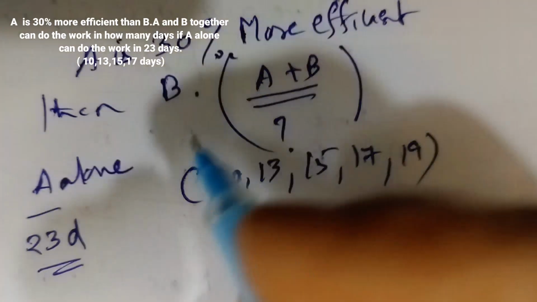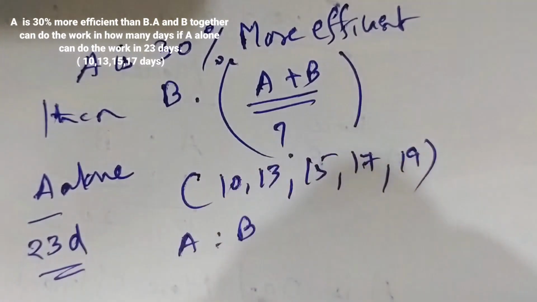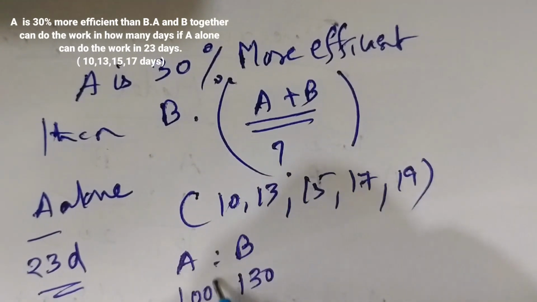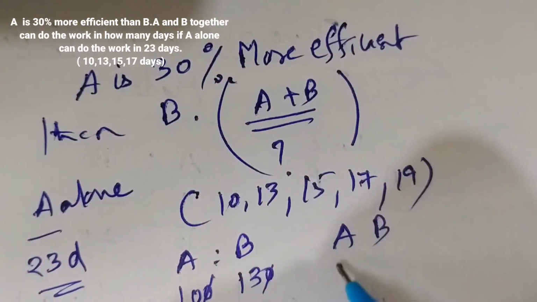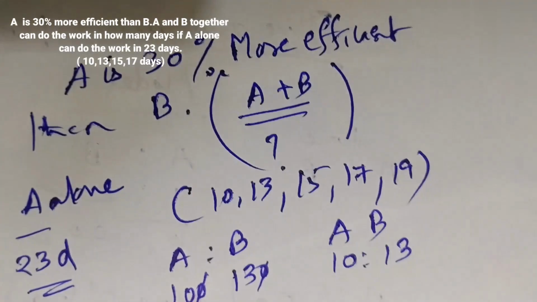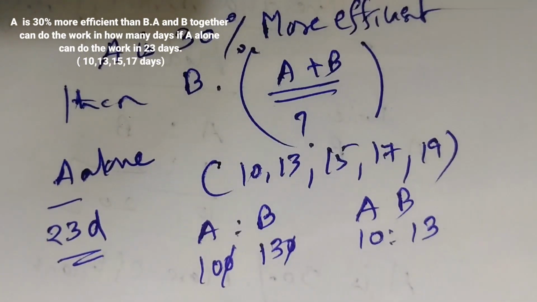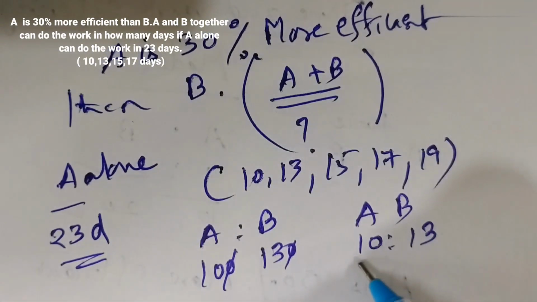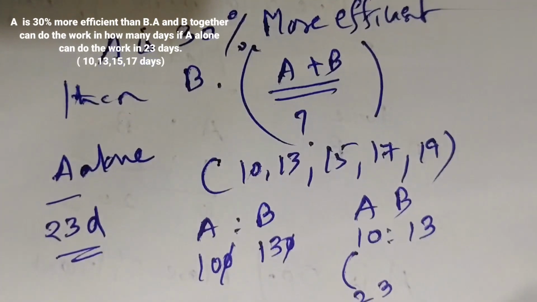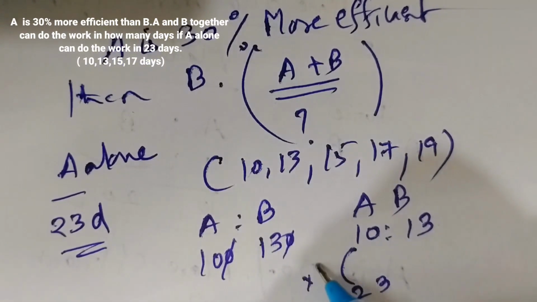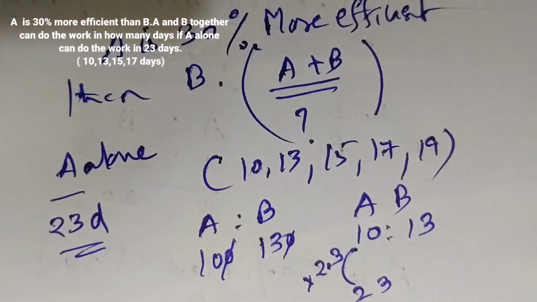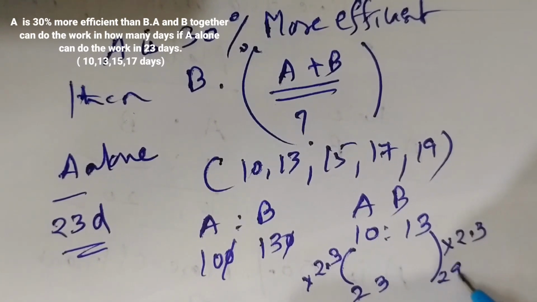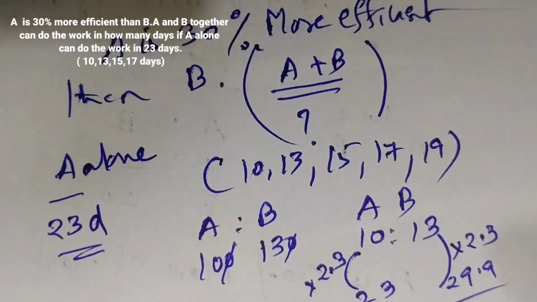So A is 30% more efficient than B. So A is to B ratio. First we take A as 30% more, so 130 to 100, so A is to B, 10 is to 13. A can do the work alone in 23 days, he has given. So 10 into 2.3, I'll get 23. In the same way, 13 into 2.3, I will get 29.9.